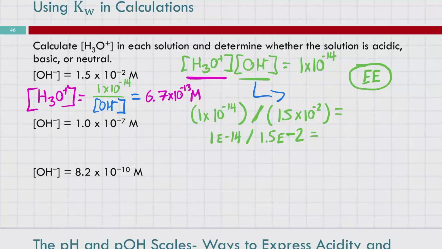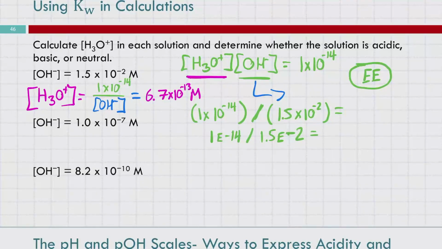Other questions? Great. There is a way that we can check approximately that we got the correct answer that I'll show us at the end. All right. 6.7 times 10 to the minus 13. Is this a bigger number or a smaller number than 1.5 times 10 to the minus 2? Which one is bigger? Discuss with a neighbor.